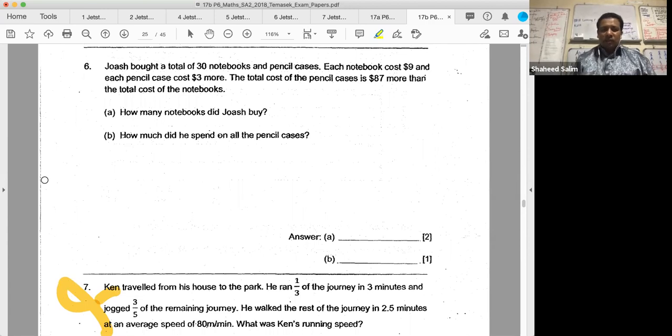Okay, for this one, I suggest you use guess and check lah.